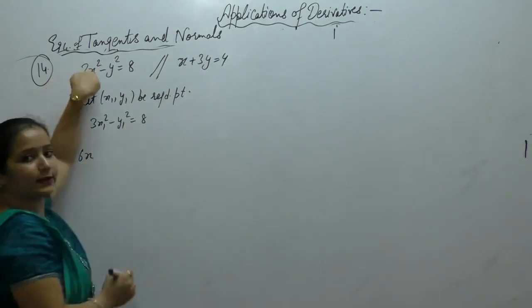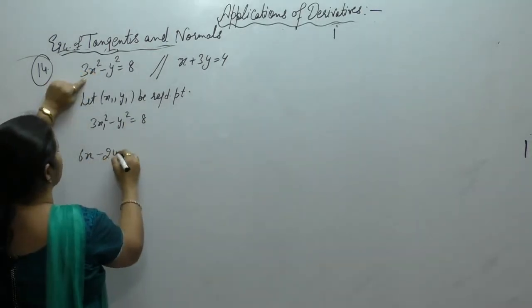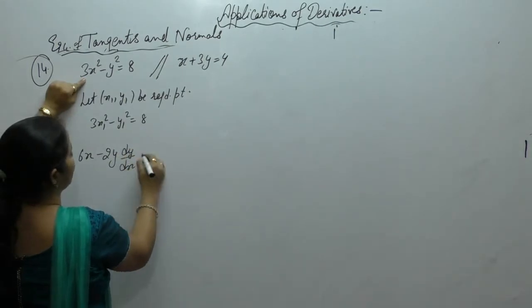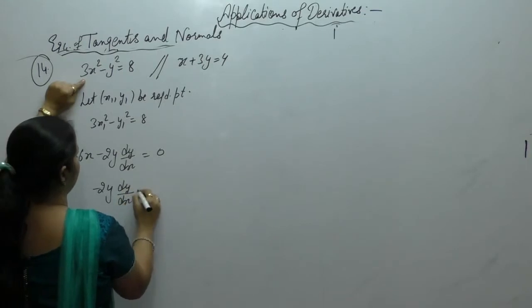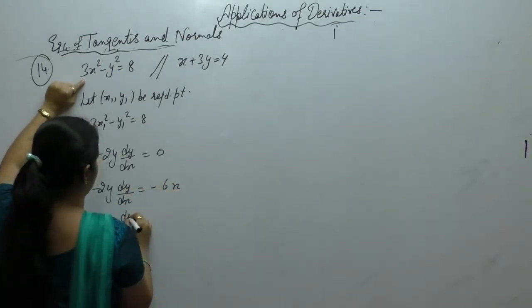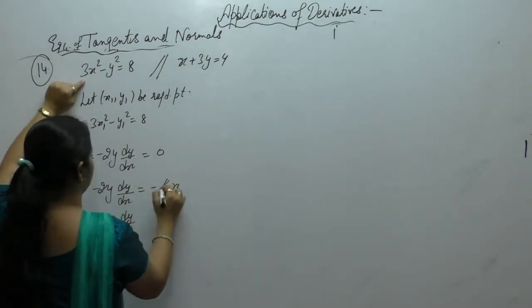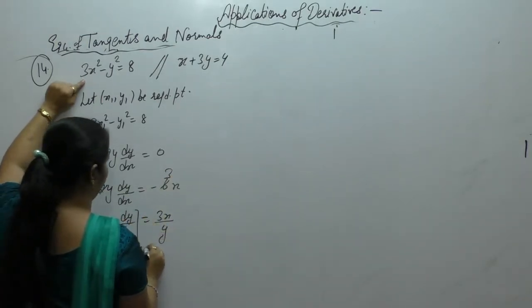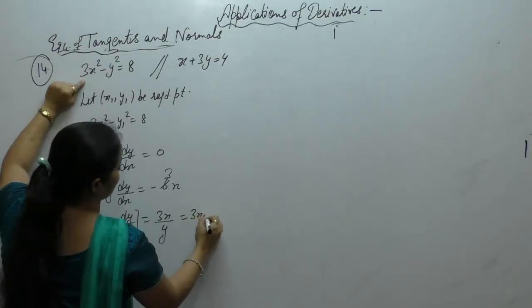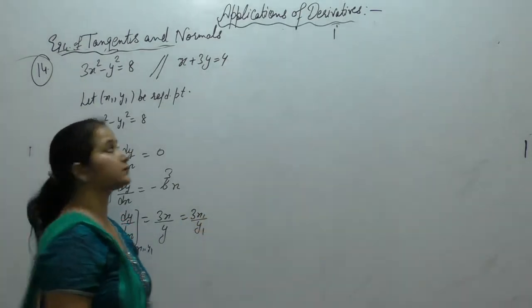Differentiate it with respect to x: 6x minus 2y dy upon dx, derivative of the constant is 0. Minus 2y dy upon dx is equal to minus 6x. So what we get is dy upon dx equals 3x upon y. At point (x1, y1) we get 3x1 upon y1.